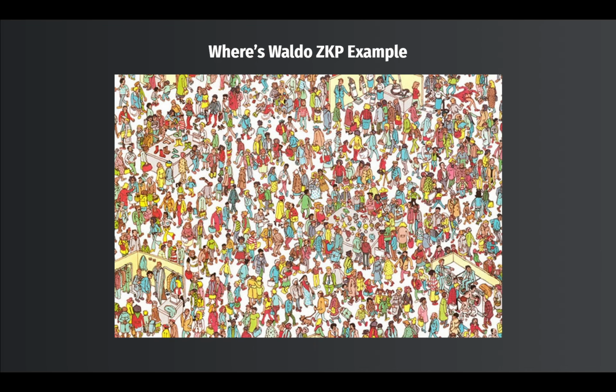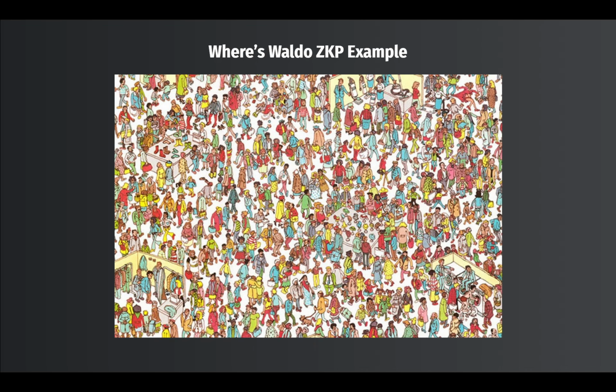So, the Where's Waldo zero knowledge proof example. This is a very cool one. Right here we have a canvas of an image with a handful of people, and we're supposed to find someone called Waldo. Waldo is fairly unique, as is everyone here, but we're supposed to find him and bring him to light, and that's what we'll be doing.